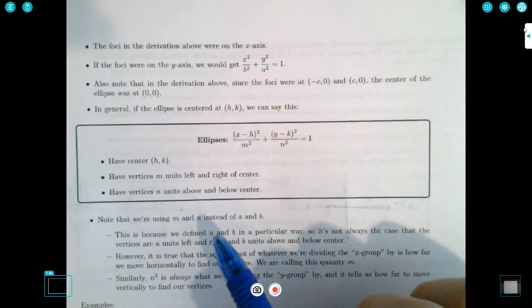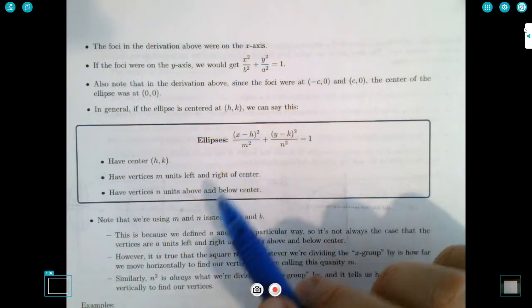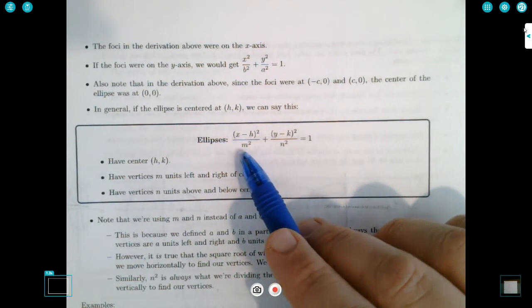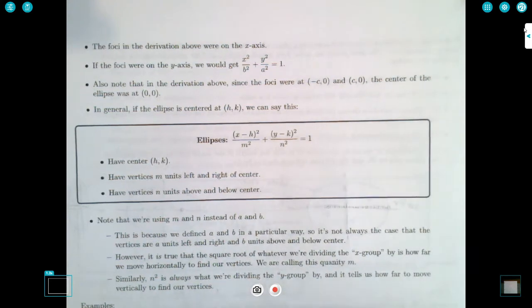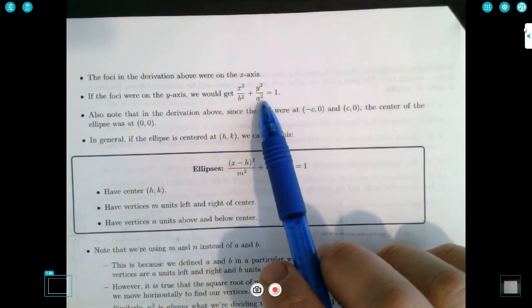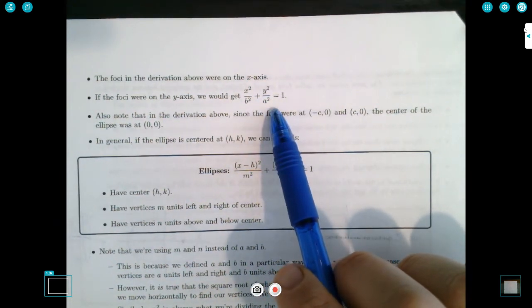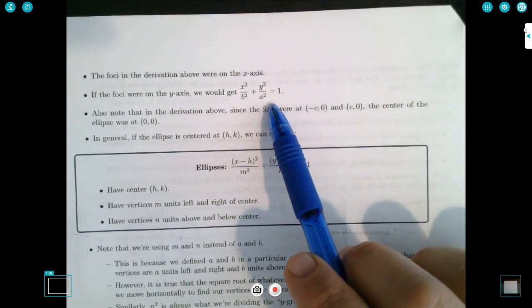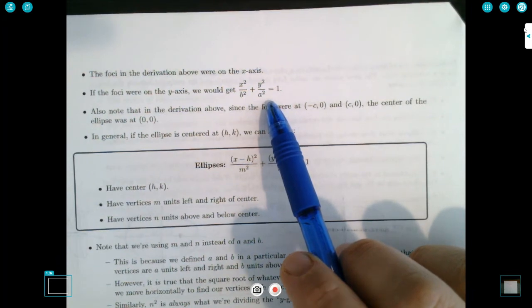I've changed from a and b to m and n, and I did that on purpose. When we use a and b, a is always what we call the semi-major axis, half of the length between the two vertices, and b is always half the length between the two minor vertices, where the minor axis intersects with the ellipse.